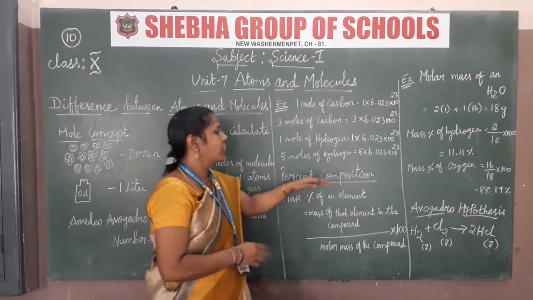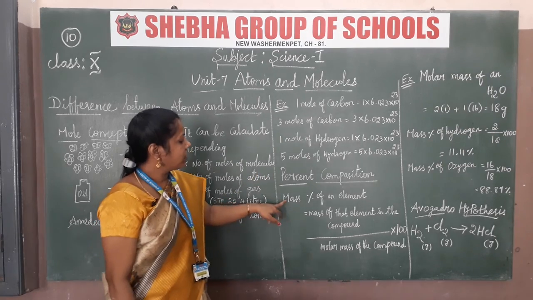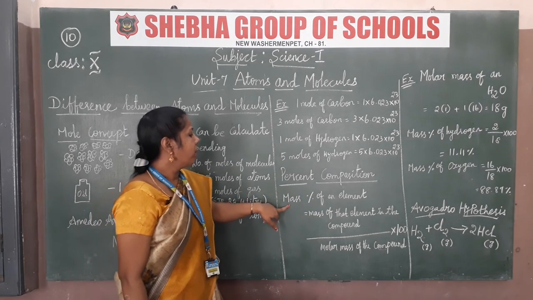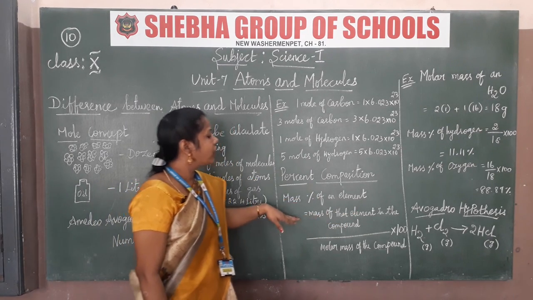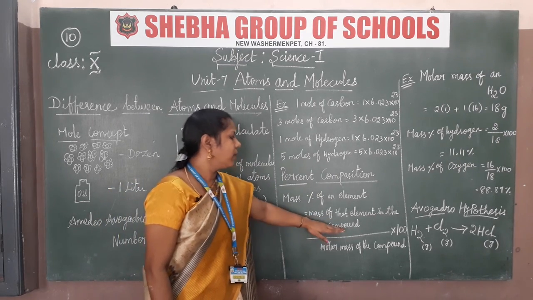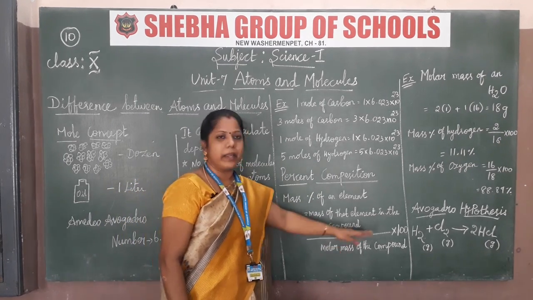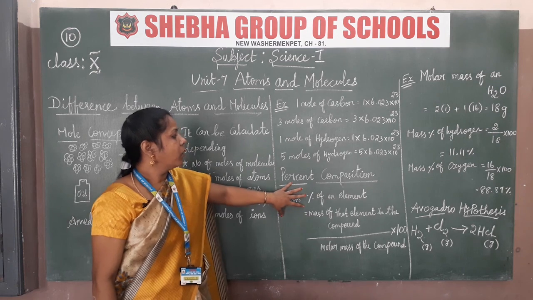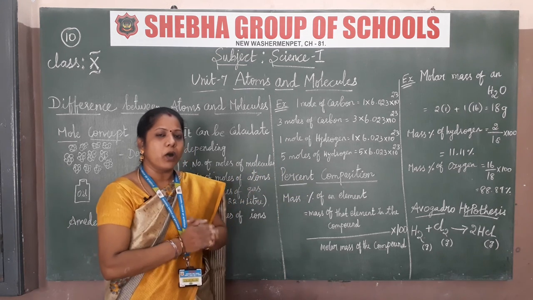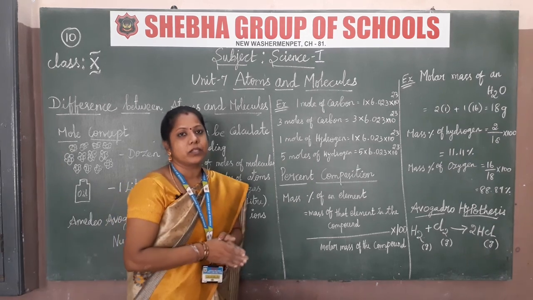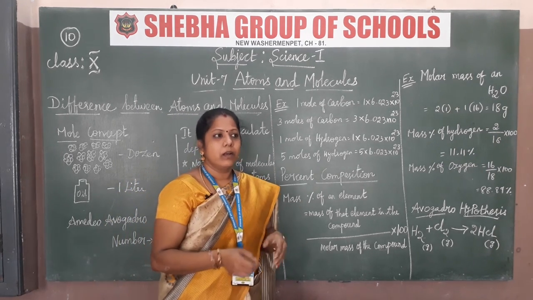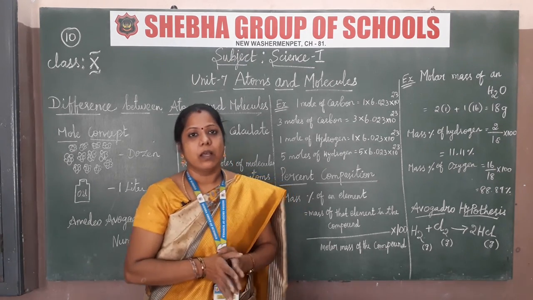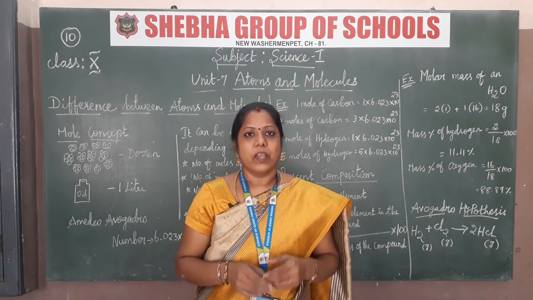Now go for percent composition. Another concept: how we can calculate the percent composition using the formula. Mass percentage of an element is equal to the mass of that element in the compound divided by the molar mass of the compound into 100. Using that formula we can tell the mass percentage, the composition of molecules, for each and every element. For example, sulfuric acid, no, you can take the water molecule. Hydrogen and oxygen elements are there in H2O.